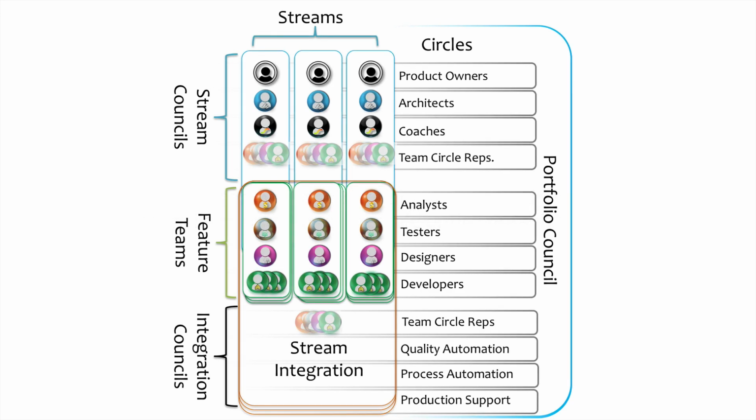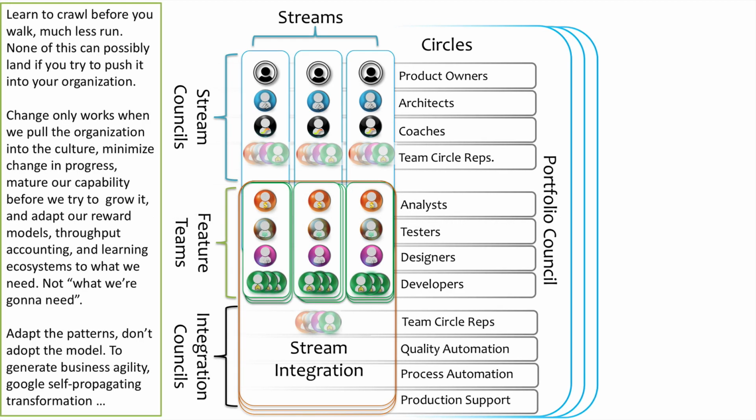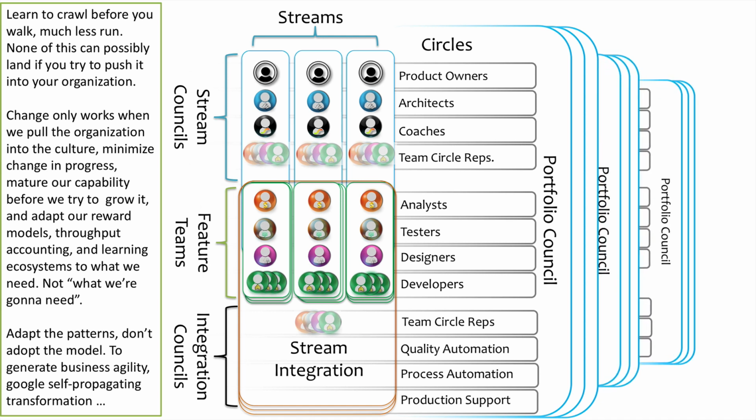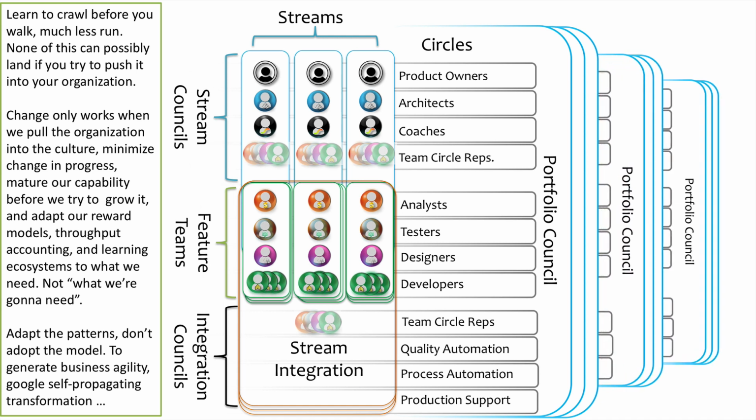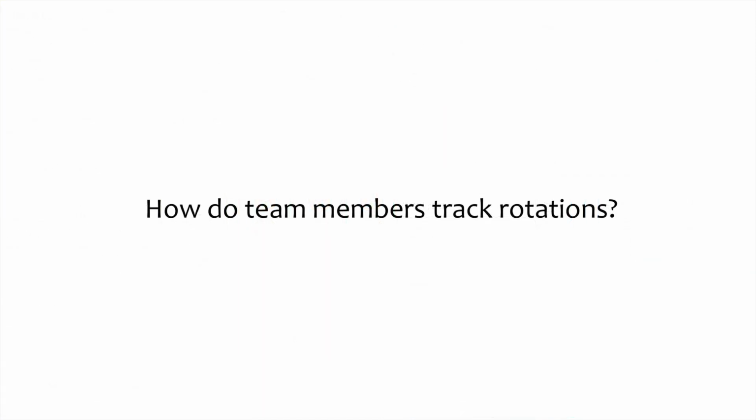You have to learn to crawl before you walk, much less run. None of this can possibly land if you try to push it into your organization. Change only works when we pull the organization into the culture, minimize change in progress, mature our capability before we try to grow it, and adapt our reward models, throughput accounting, learning ecosystems to what we need, not what we're going to need. Adapt the patterns, don't adopt the model. To generate business agility, Google self-propagating transformation.